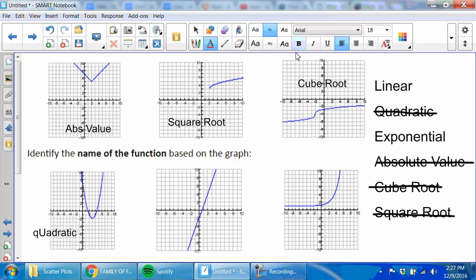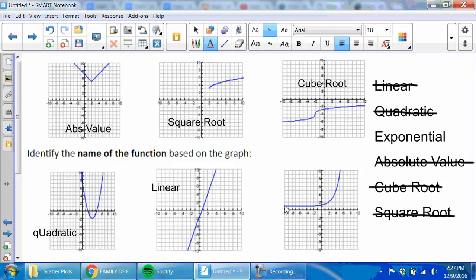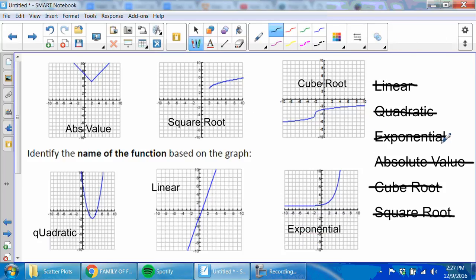Our next one is a straight line. Okay, the only straight line we've really got here, we call this linear. Okay, we've graphed and solved linear equations a lot, so that can help us out. And the last one would be exponential. Exponential kind of goes flat for a while and then sharply increases. That would be considered exponential. Those are what the graphs look like, and they're matching names.